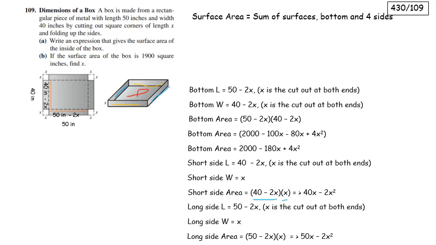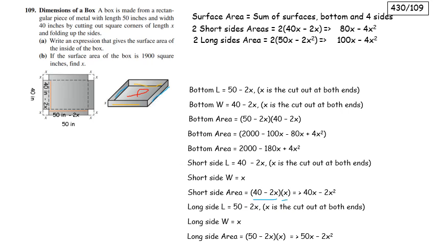We'll do the same idea for the long side. This time the length will be 50 minus 2x and the width is x, so that the area is 50x minus 2x squared for the long side's area. We'll add up all those pieces, noting that we have 2 short sides area, and that'll be 80x minus the 4x squared. And the 2 long sides area is going to be the 100x minus 4x squared.